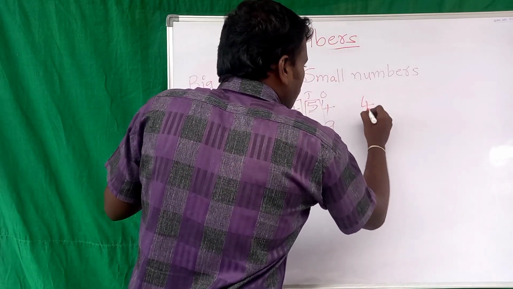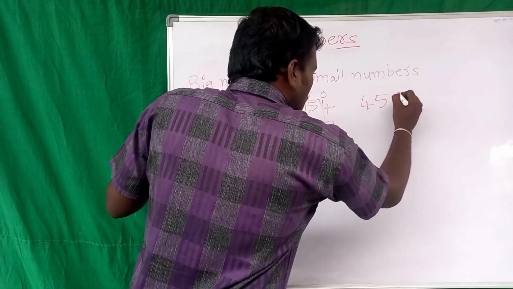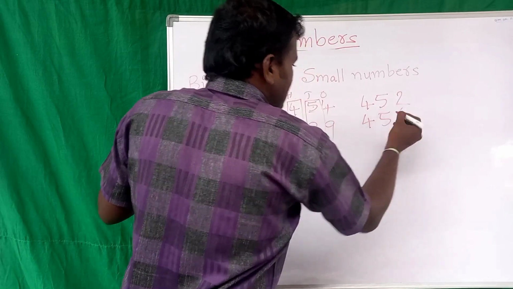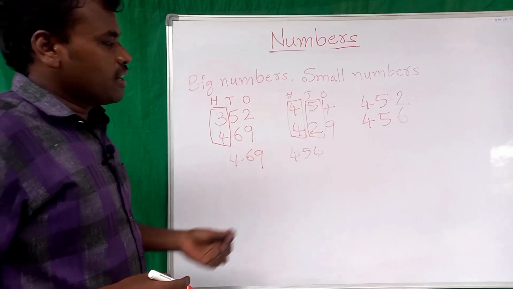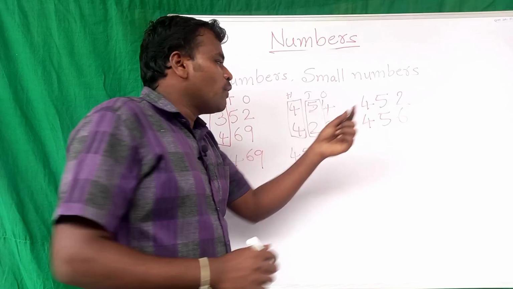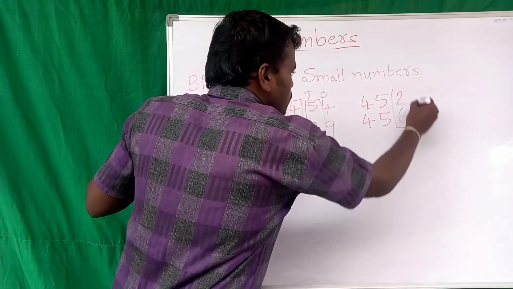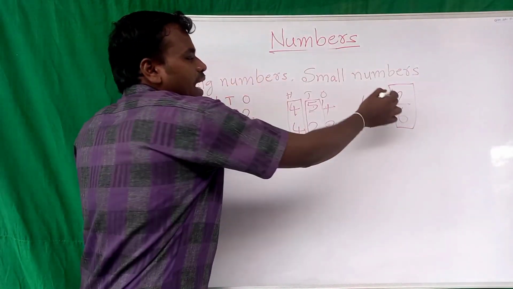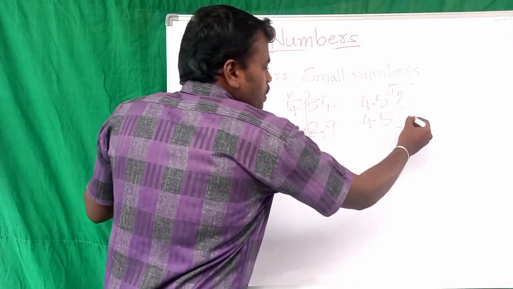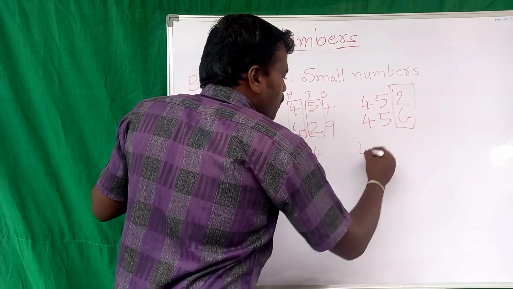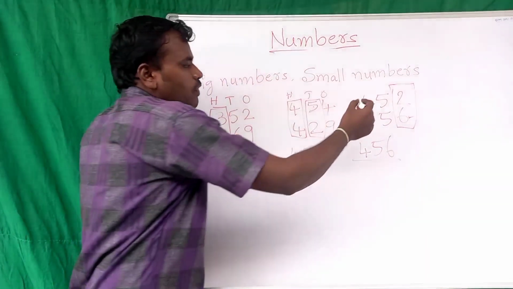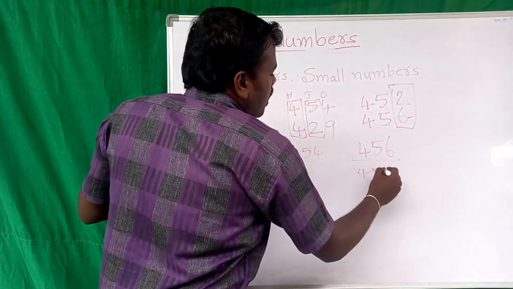Suppose the tens are also the same, 452 and 456. Here the hundreds are the same and the tens are also the same. So now we need to compare the ones room. In the ones room 2 and 6 are there. Which is the bigger one? 6 is bigger. So 456 is the bigger number and 452 is the smaller number.